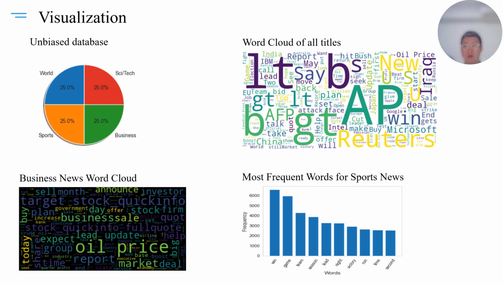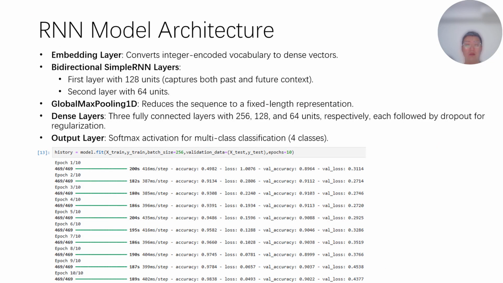The business news word cloud emphasizes terms like oil, price, stock, and market, indicating a focus on financial topics. Meanwhile, the most frequent words in the sports news include win, game, and team, showing a strong emphasis on match results and competition. Let's now look at the architecture of the RNN model that we built for the task.